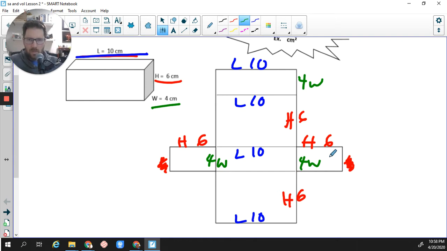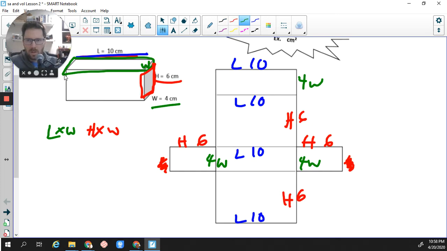So now, we've got this thing right here. If we wanted to calculate out just this square, we would go our length times our width. So let's jot that down in there. Length times width. Okay, we've also got this one here. And if we were going to calculate this one out, we've got our height times our width.